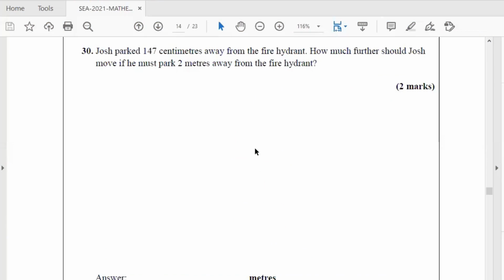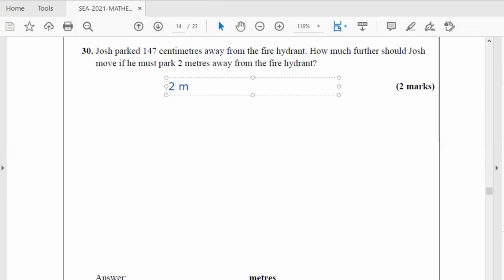All right, so here we are with number 30. Josh parked 147 centimeters away from the fire hydrant. How much further should Josh move if he must park 2 meters away from the fire hydrant? Okay, so he's parked 147 centimeters away, and we want to know how much further he must move to get to 2 meters away from the fire hydrant. So what we'll do here is that we'll convert the 2 meters into centimeters, right?